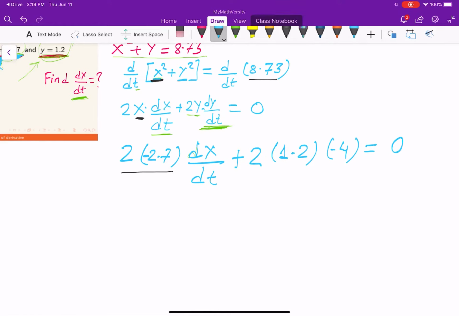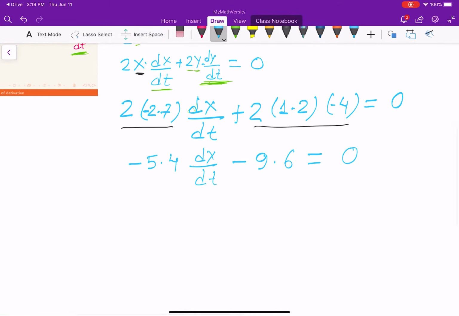So negative 2.7 times 2 will be negative 5.4, multiplied by the derivative of x with respect to t, plus, now let's multiply all of these constants together. Negative 4 times 1.2 times 2 will be negative 9.6. So set that equal to 0. You might have noticed that the derivative of x with respect to t is now the only unknown. To solve it, the same way you would solve a linear equation, we isolate the derivative of x with respect to t.